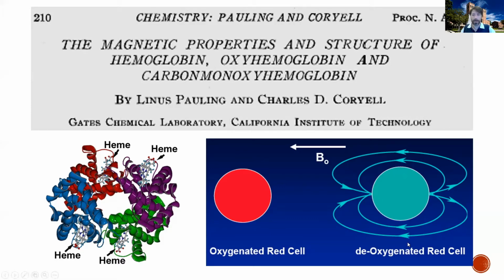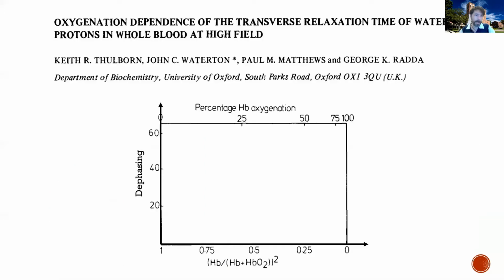And that's because of the heme groups that we discussed last lecture. So this discovery is what paved the way for doing fMRI with the BOLD contrast, so with the levels of oxygenation in blood as the contrast, as opposed to gadolinium. To give you an example, Thulborn and colleagues showed very nicely the relationship between how oxygenated some tissue might be, from 0 to 100%, and how quickly protons dephase.